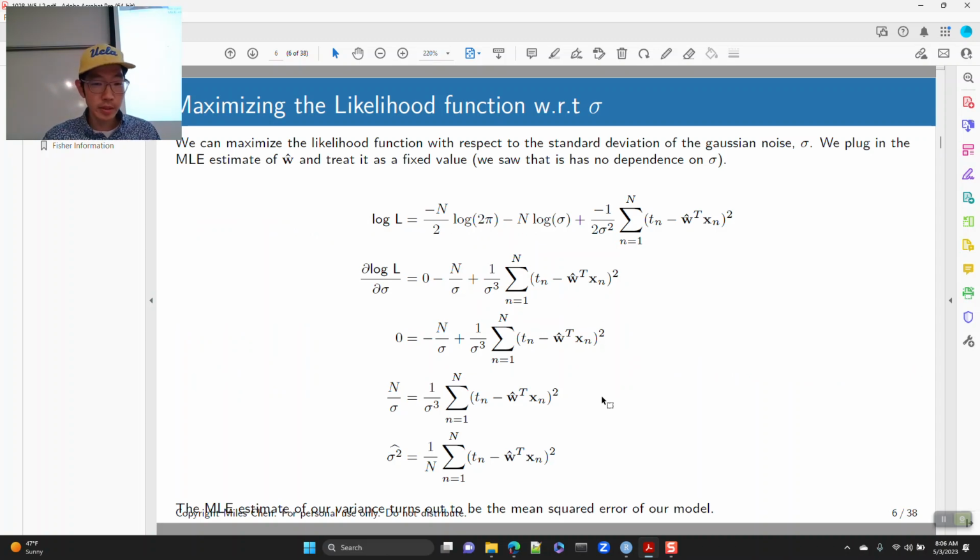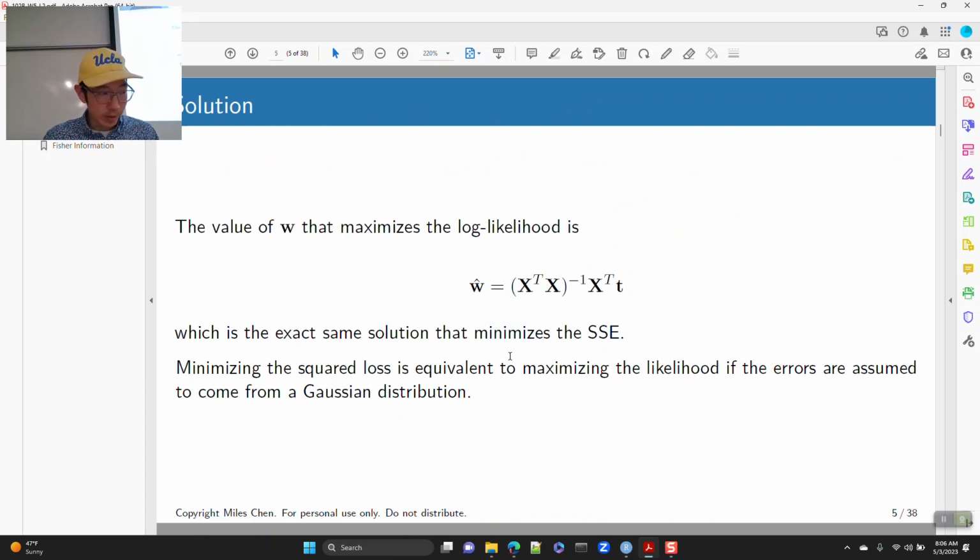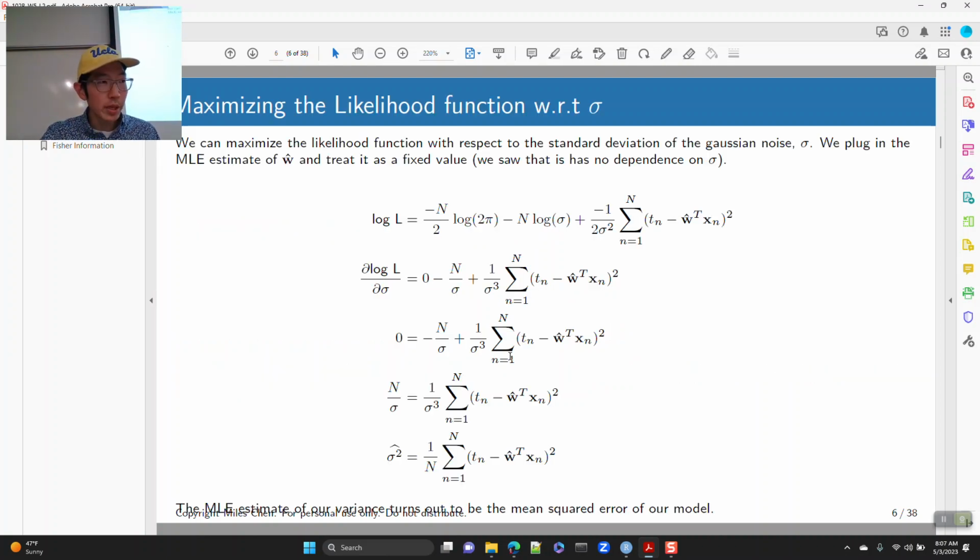One thing was that this solution for the W that maximizes the likelihood doesn't include the variance term, right? So we say, okay, well, what if we wanted to maximize the log likelihood with respect to the variance? Okay, well, we do the same thing. So here's our log likelihood, and now we take the derivative with respect to sigma. We're going to set that equal to 0 and solve for sigma.